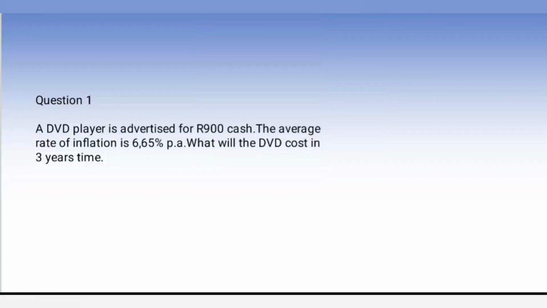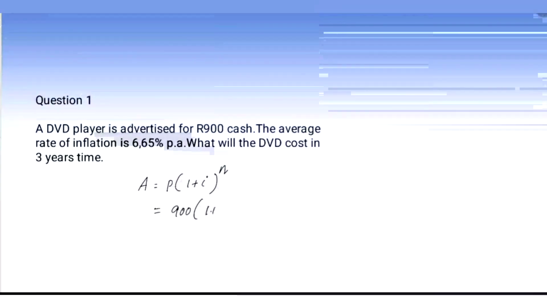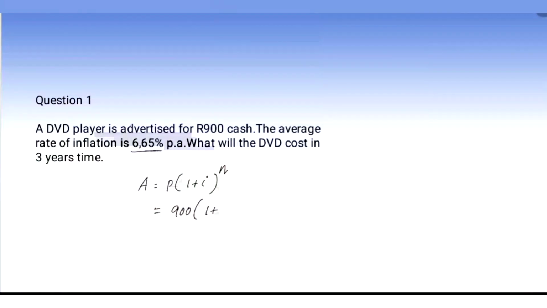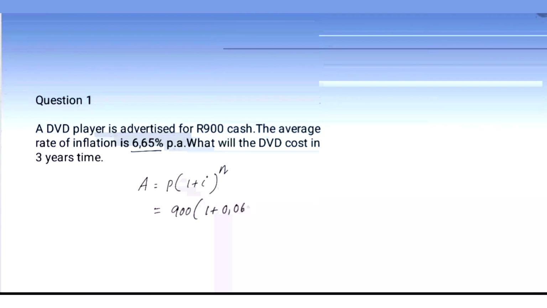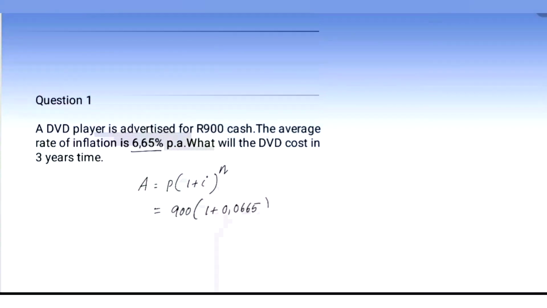That's it, we are done. Just write the formula, substitute and just do it. So you are calculating future value, isn't it? That is A is equal to P(1 + i)^n. What is P? The initial amount, that is 900, (1 + i), where i is 6.65 divided by 100. It is going to be 0.0665, to the power n. n is 3 years.